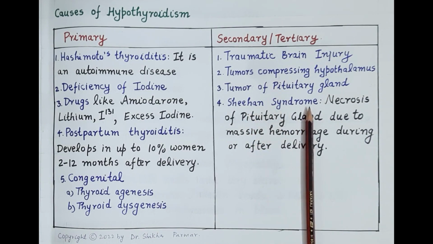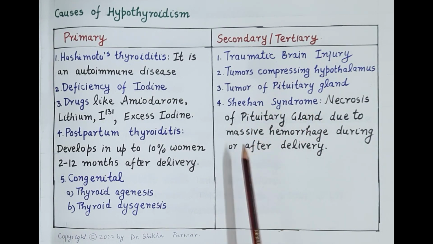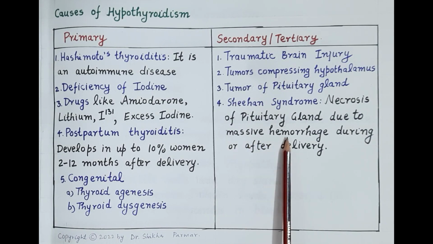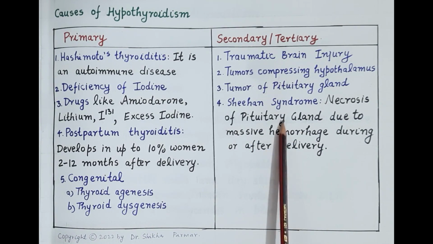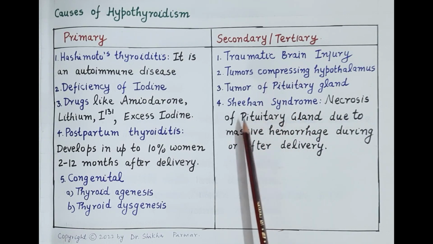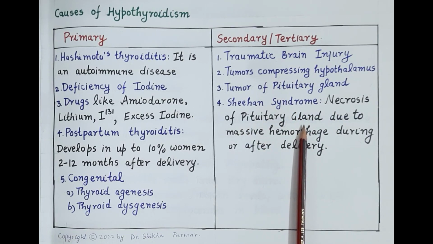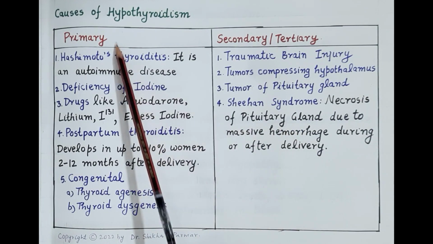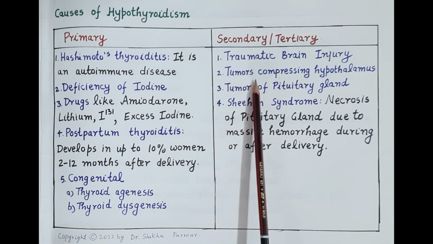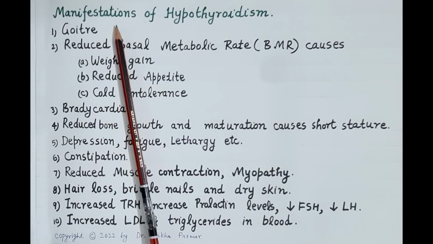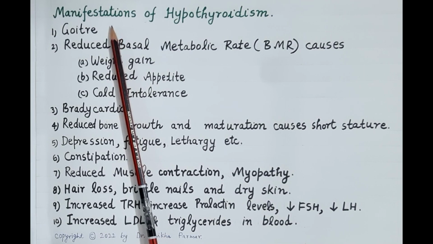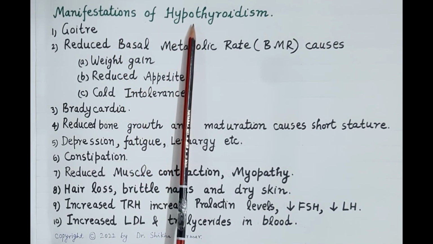Then Sheehan syndrome. Now in this syndrome, massive or excessive blood loss or hemorrhage during or after the delivery stops the supply of blood to the pituitary gland. So this leads to the necrosis or the damage to the pituitary gland. So these are the causes of primary and secondary, tertiary hypothyroidism. Now let's understand clinical signs or manifestations of hypothyroidism.